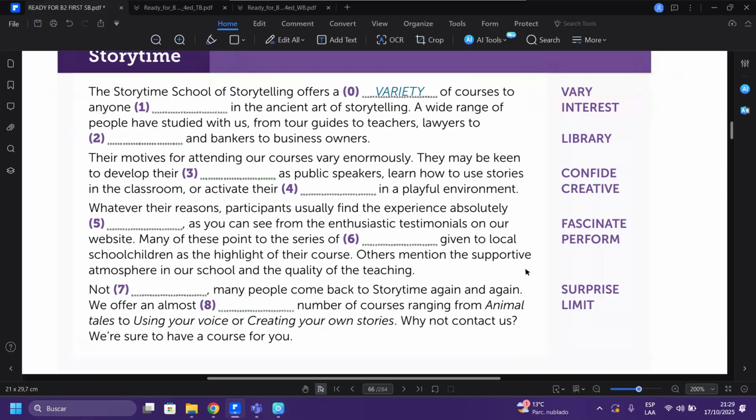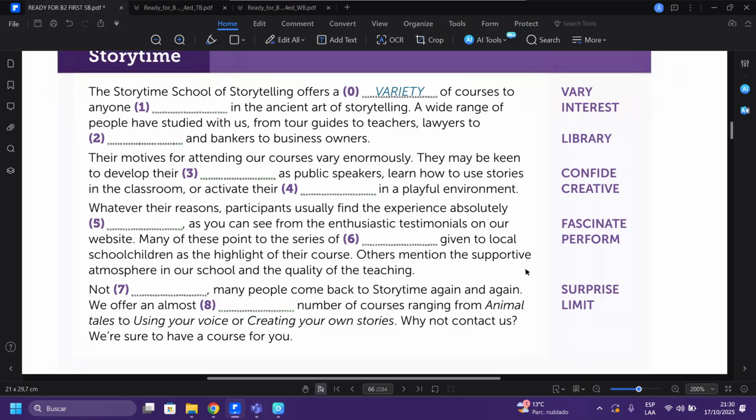Creativity, yes, creativity in a playful environment. Whatever their reasons, participants usually find the experience absolutely fascinating. Here we need an adjective: fascinating, right? Fascinated.